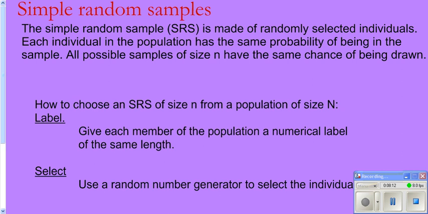In other words, you would just assign everybody in your population a number. And then you would use a computer or a calculator to generate random numbers, and you would select those individuals that were assigned to those numbers. There's also a random number table in the back of your book that you could use if you wanted to do it by hand.